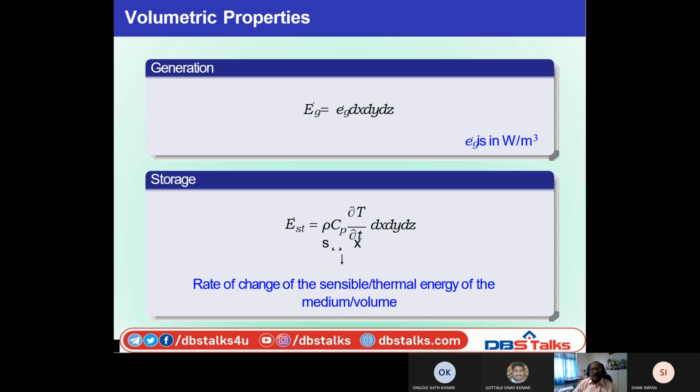Sometimes there is heat generation. The heat generation is the heat generation per unit volume, E G, into the total volume, where the total volume of the element is dx, dy, dz. And this is the storage, the rate of thermal energy storage, that is rho Cp into dou T by dou t into volume.